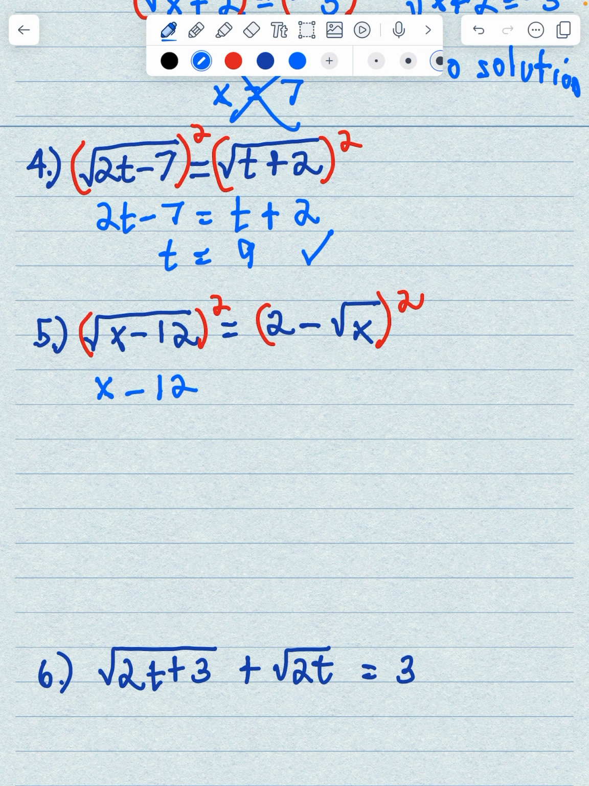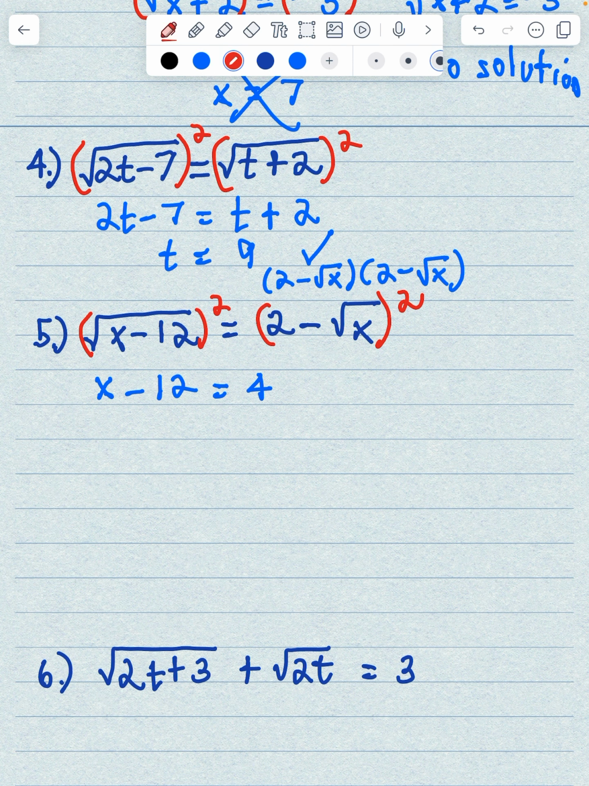On the right side, you've got to be careful because you're really squaring a binomial, and you either need to do FOIL to get that product or the shortcut. The shortcut is what I prefer, so I square the first term, the 2, and I get 4, which is the same as 2 times 2 in FOIL.